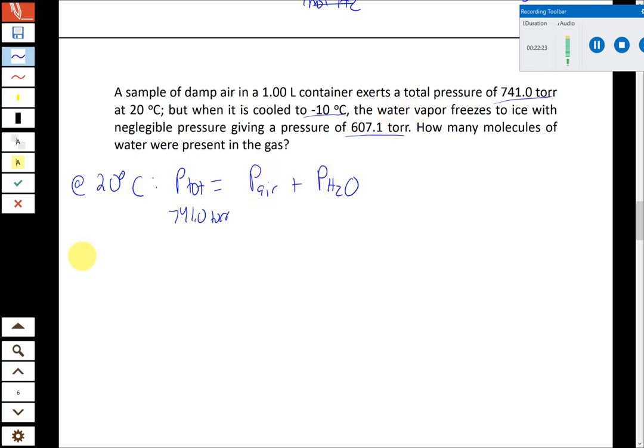And then when we go to minus 10 degrees Celsius, we freeze all of the water. So the total pressure would still be the air pressure plus the water vapor pressure, but we're telling you that the water freezes as it would at 0 degrees Celsius, and at minus 10 it has negligible pressure.